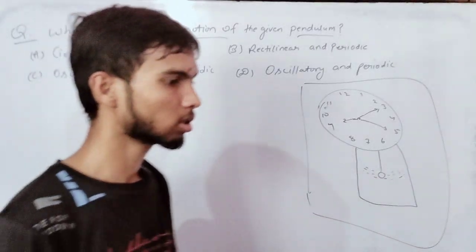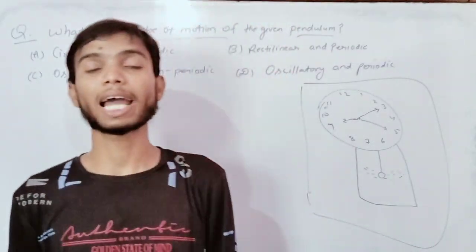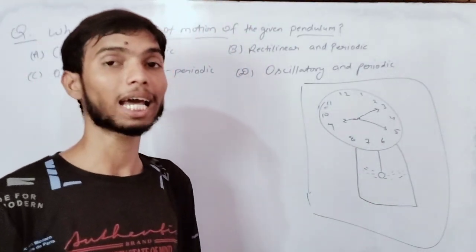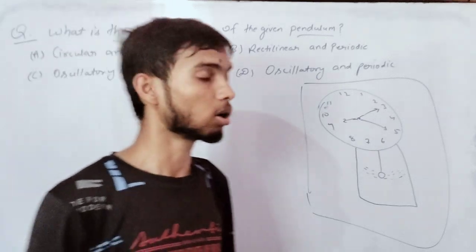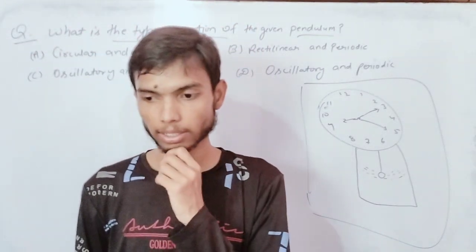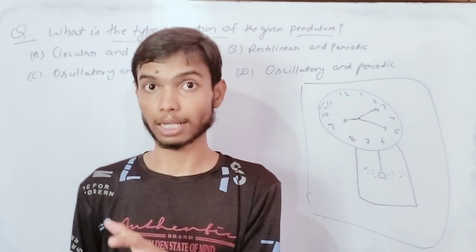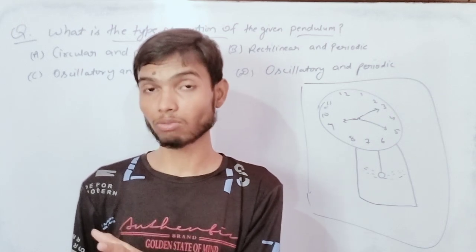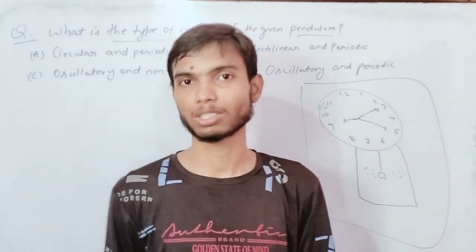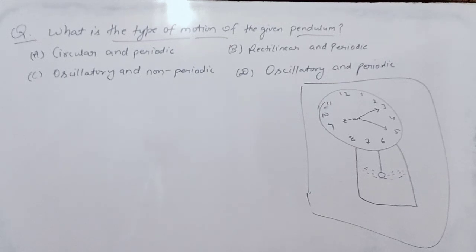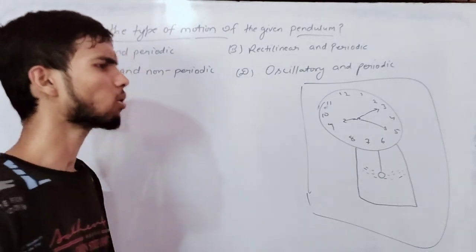Remember, one motion can give us two types of motion. Here you will observe that one motion can give us two types. You would say yes, this is also rectilinear. You would say this is also periodic, and this is also oscillatory. So from one motion we are getting two types of motion. In this question, what is the type of motion of the given pendulum? The first option is circular and periodic. What is the meaning of circular?